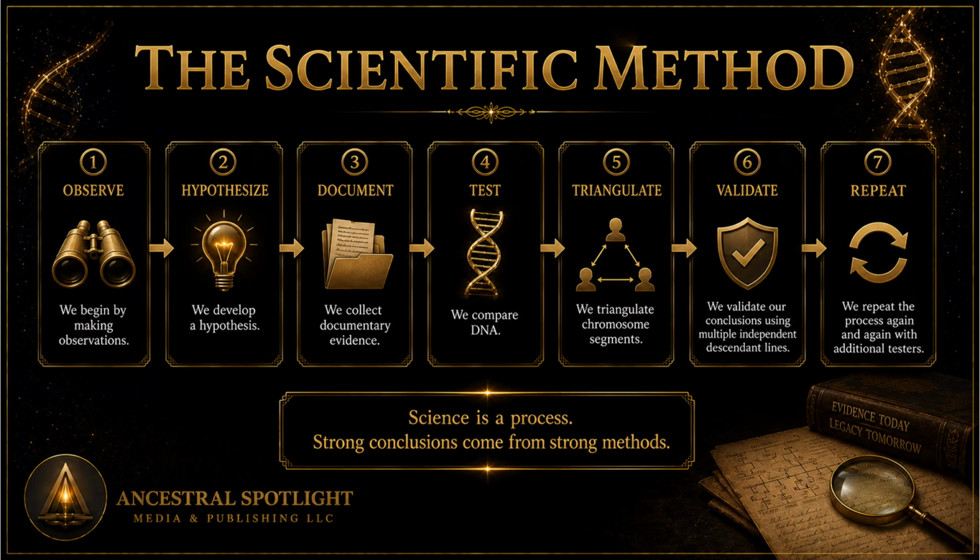Everything we've discussed today follows the scientific method. We begin by making observations. We develop a hypothesis. We collect documentary evidence. We compare DNA. We triangulate chromosome segments. We validate our conclusions using multiple independent descendant lines. Then we repeat the process again and again with additional testers. Over time, the chromosome map becomes stronger because every new participant either supports the hypothesis or forces us to revise it. That is exactly how science should work.